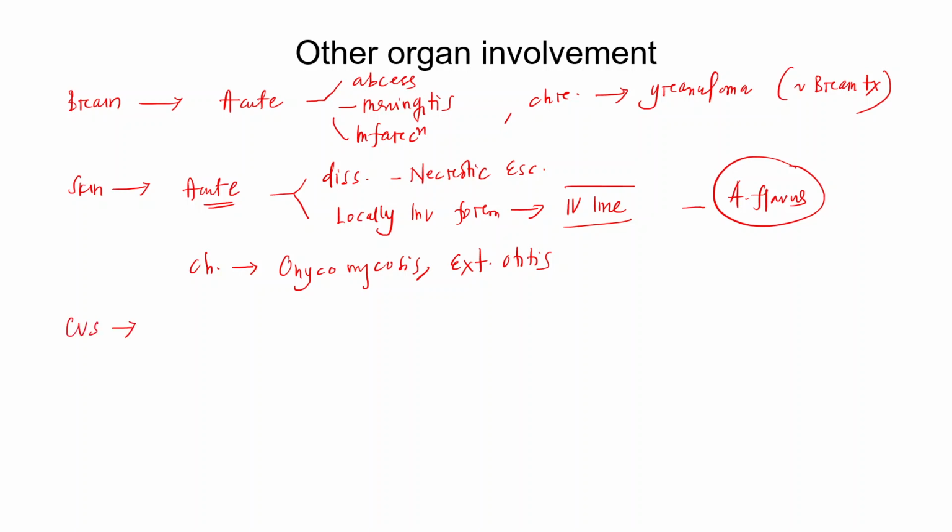CVS or heart: they will present as endocarditis, usually culture negative endocarditis. Then ophthalmic involvement: they can cause keratitis. The typical history will be injury by vegetative matter, or they can also cause endophthalmitis. So we have discussed the clinical manifestations of Aspergillus. The second part will be discussing the management of Aspergillus.